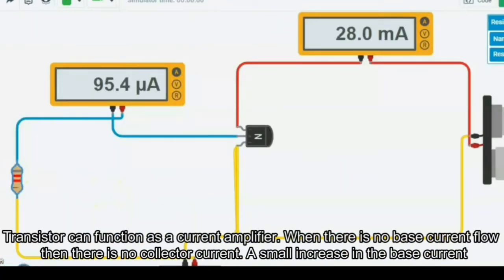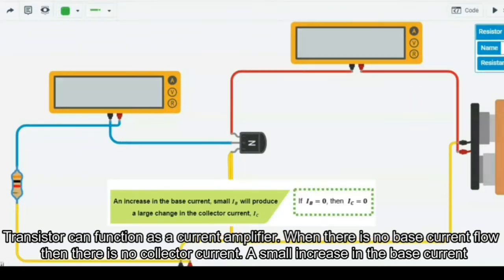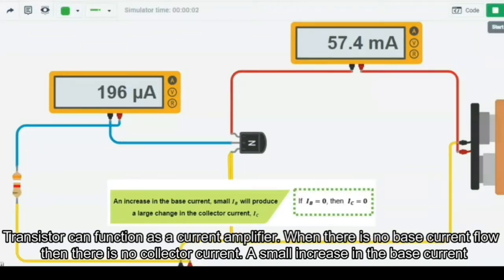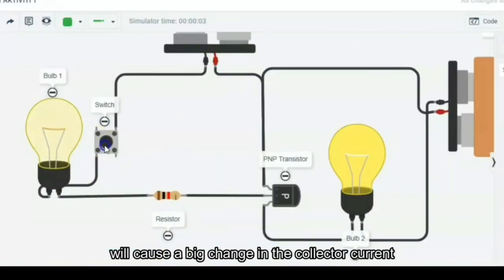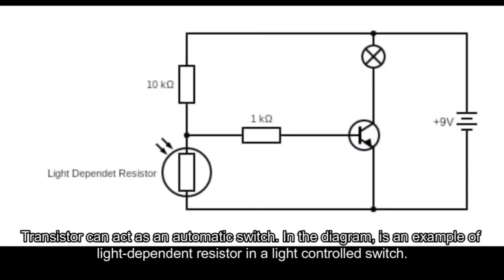A transistor can also function as a current amplifier. When there is no base current flow, then there is no collector current. A small increase in the base current IB will cause a big change in the collector current IC. As we know, a transistor can act as an automatic switch.